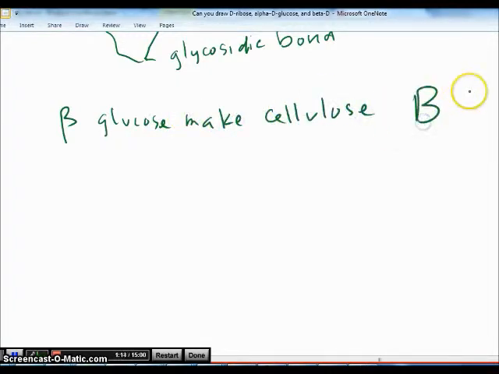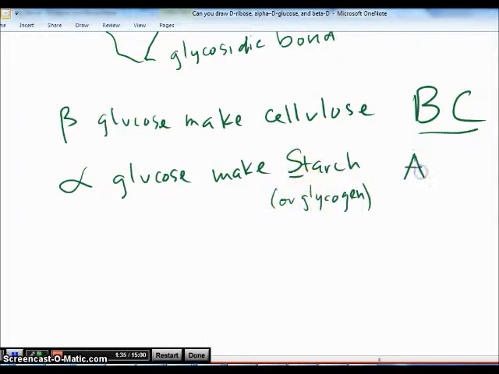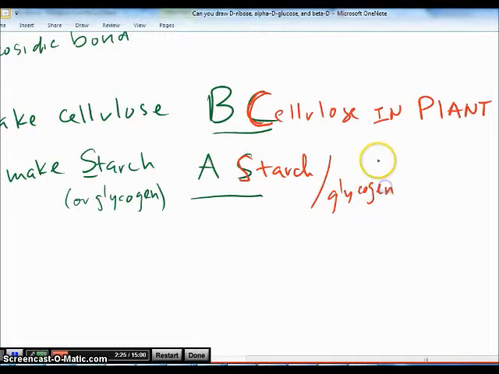So, recap: beta glucose makes cellulose, or BC, and alpha glucose makes starch, or glycogen, or AS. Easy to remember, yes? AS, BC. C stands for cellulose, which is in plants, and S stands for starch, or similarly glycogen, which are in animals.